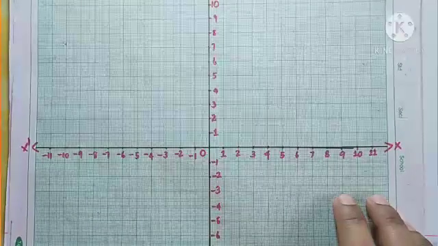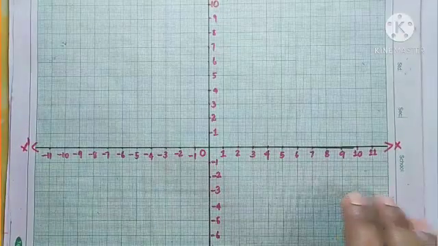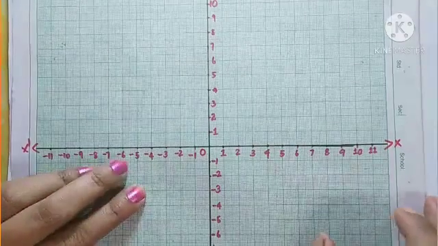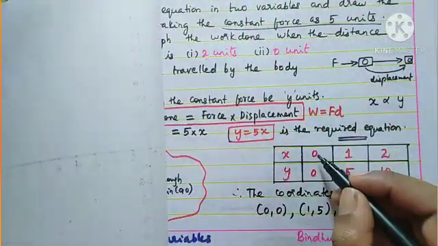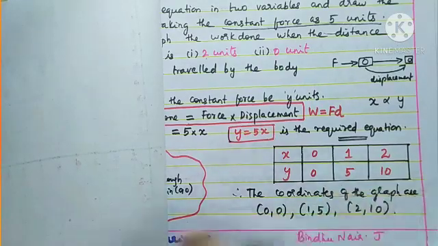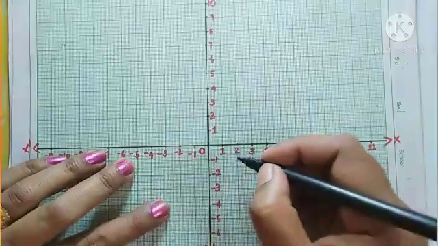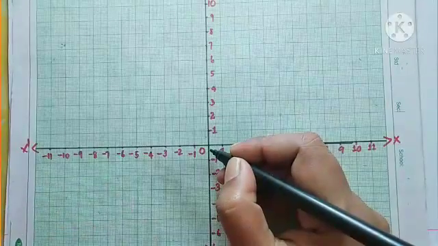Okay, so children, our Cartesian plane is ready here. We need to plot the points only. Yes, go through the tabular column. What are the points we have taken? The first one is 0, 0. Correct? 0, 0. So we can plot the point 0, 0 in the origin.